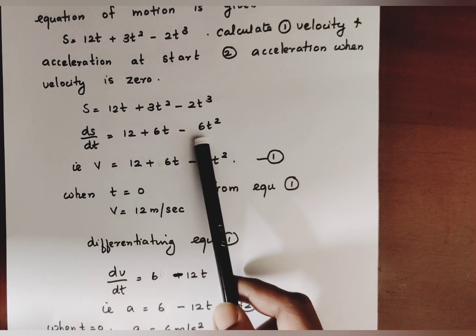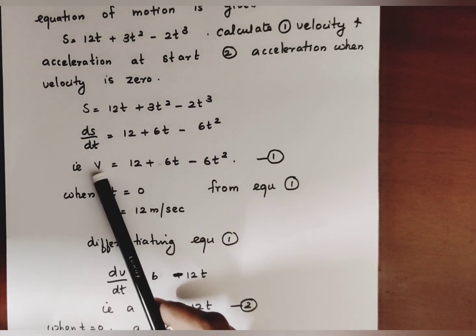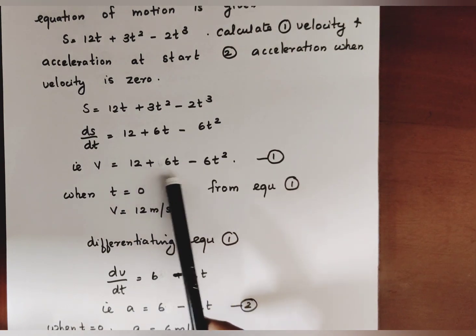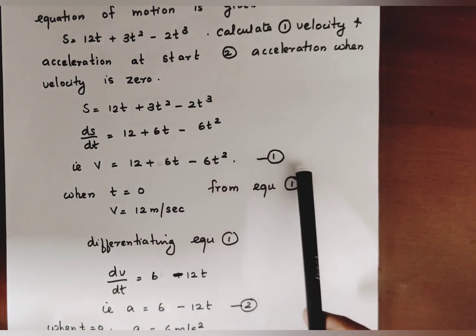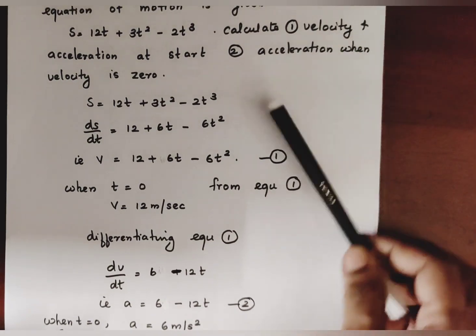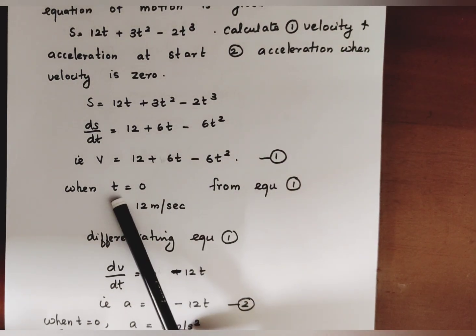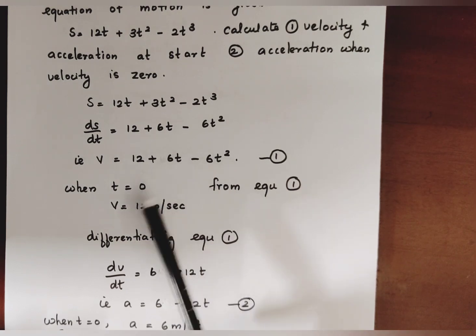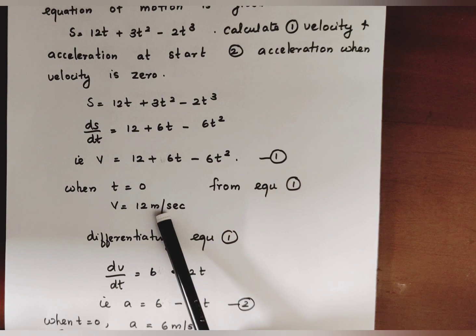2t cube is 6t square. So you can rewrite the equation as velocity is equal to 12 plus 6t minus 6t cube. That is your equation 1. So to calculate the velocity at start, you have to substitute t is equal to 0 in equation 1. So you will get velocity as 12.